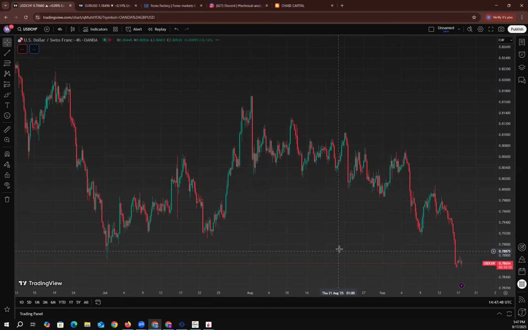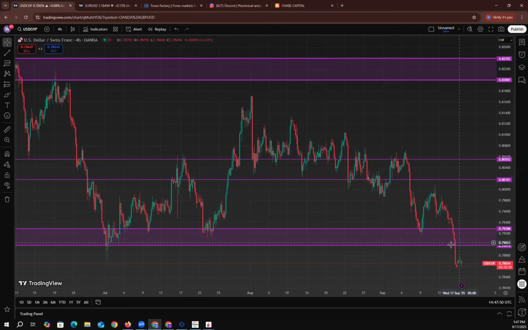There is USD CHF. You can see eventually we've broken below this zone. We had been looking out for potential buys from here, which we saw price push from here till here. These highs failed to tap this level. Now we saw a strong push to the downside that has eventually broken below this demand. We have a lower low formed.